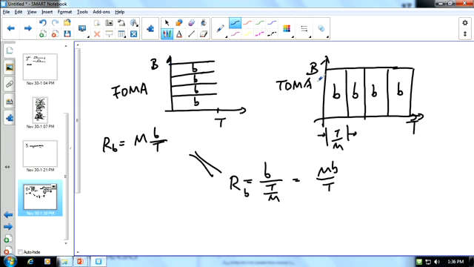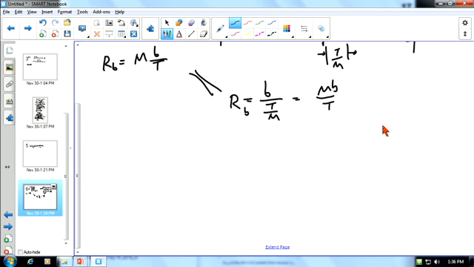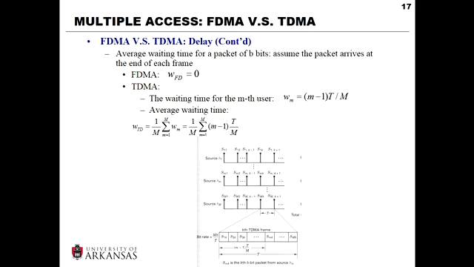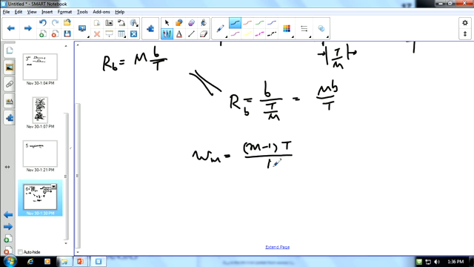For TDMA, still we have capital M packets arriving at time 0. The packet of the first user is transmitted immediately. There's no delay. The second user needs to wait for T divided by M. The third user, 2T divided by M, and so on. So the waiting time of the mth user is (m minus 1) T divided by M. And what we are interested in is not the waiting time of a single user, it's the average waiting time of all the users.